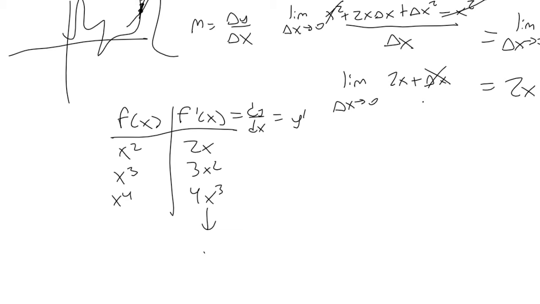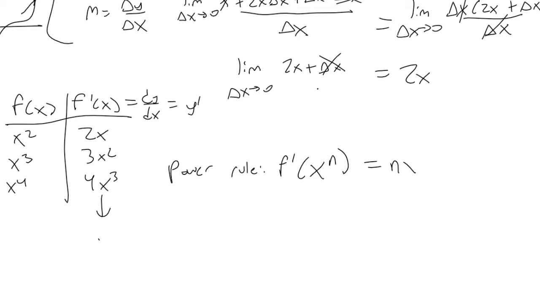So what's the pattern here? You should probably be able to see what we call the power rule. And so what is the power rule? The power rule basically states that the derivative of a polynomial like x raised to the n power is equal to n times x to the n minus 1. And this is a very important basic rule that you should definitely know.